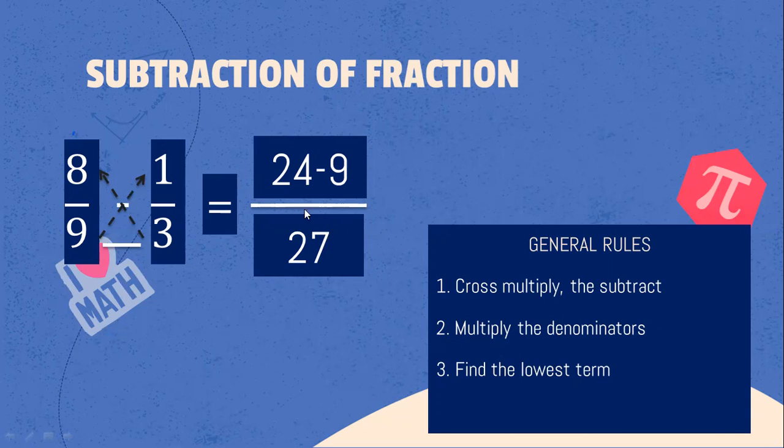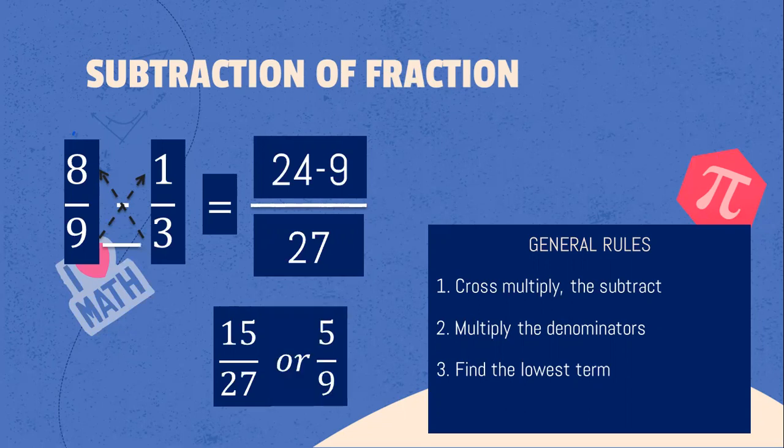The final answer is 24 minus 9 is 15, then copy the denominator, 27. Do we have lowest term? Yes, we have lowest term because 15 and 27 are both divisible by 3. That's why we will be dividing 15 by 3 and 27 by 3. 15 divided by 3 is 5. Very good. 27 divided by 3 is 9. That's why our final answer is 5 over 9.